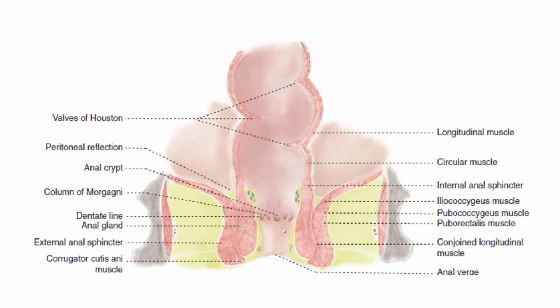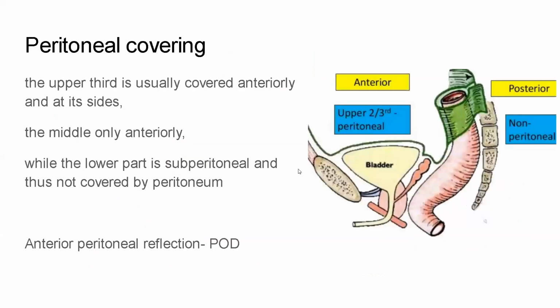Again, as far as malignancies are concerned, proximal to the dentate line, adenocarcinomas are seen, whereas distally it is squamous cell carcinoma. So this is the interior aspect as well as musculature of the rectum. Now, coming to the peritoneal coverings, rectum is distinct in that the upper, middle, and lower portion of the rectum has different peritoneal relationships.